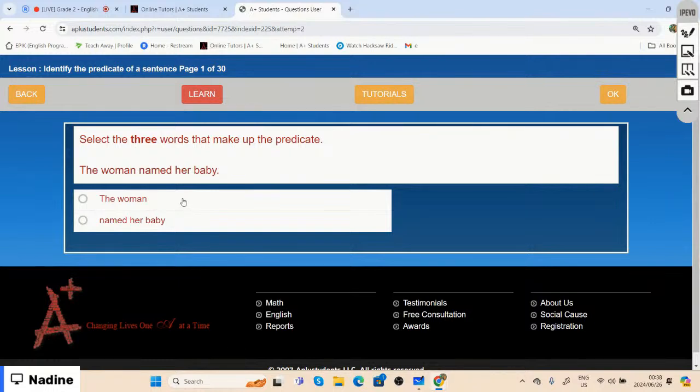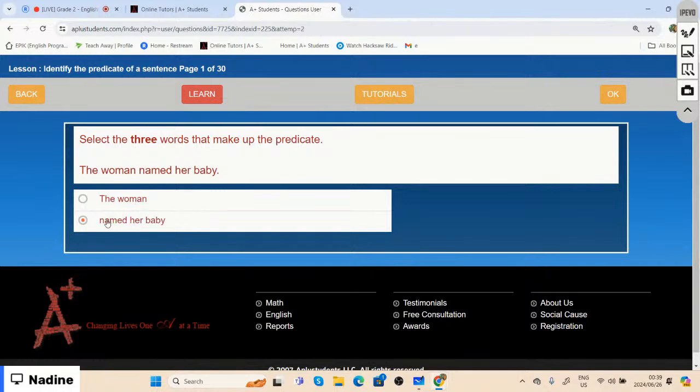So our predicate, is it the woman, option one, or is it option two, named her baby? Remember, it is the verb plus any other words after, not the subject. The predicate is the verb plus all the other words that follow. We need to select three words. All right, so we can then say named her baby. Beautiful. Option two is correct, right?